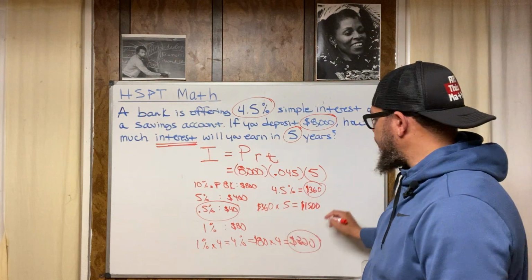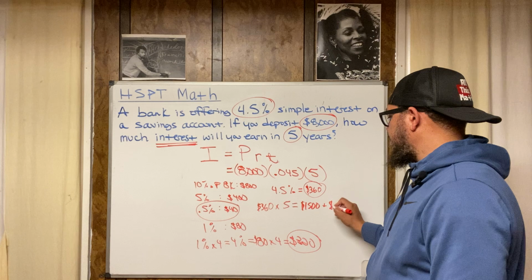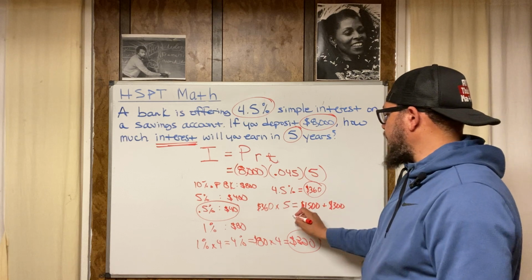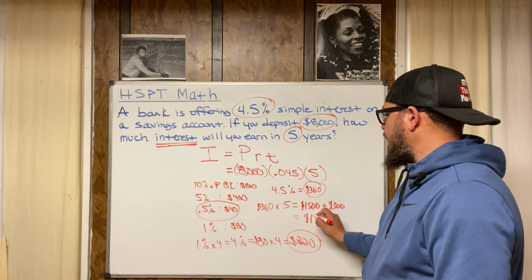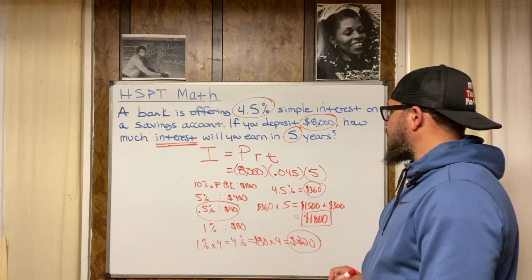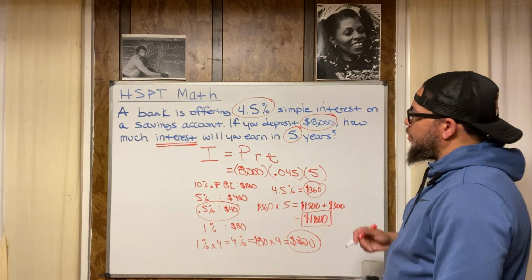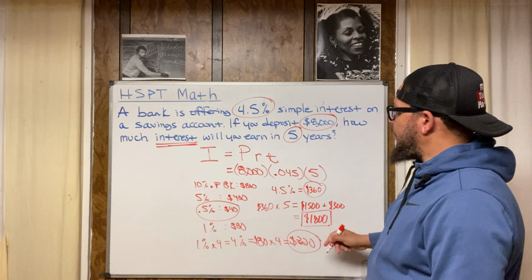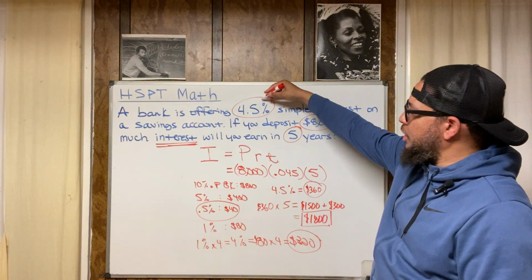What's 60 times 5? 300. What's 1,500 plus 300? 1,800. So that is the amount of interest you would have after 5 years based on a 4.5% interest rate.